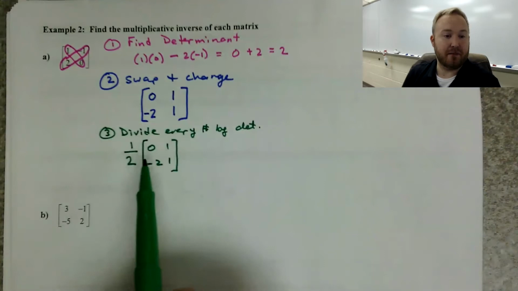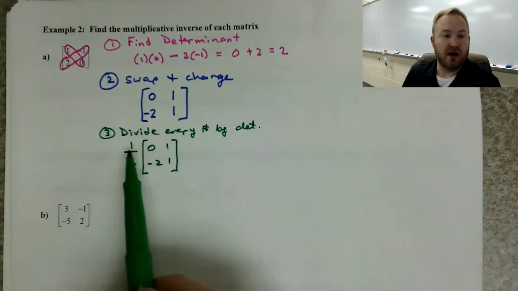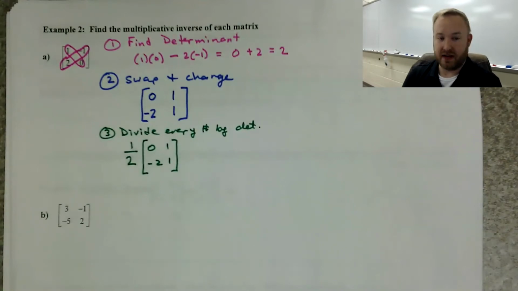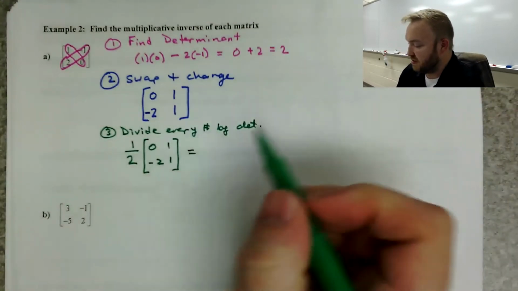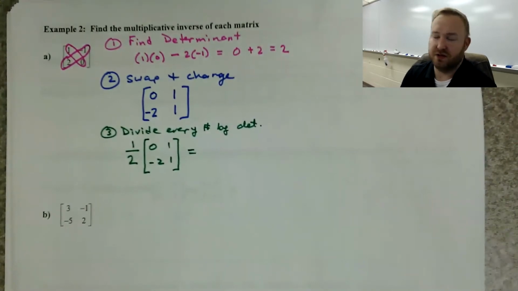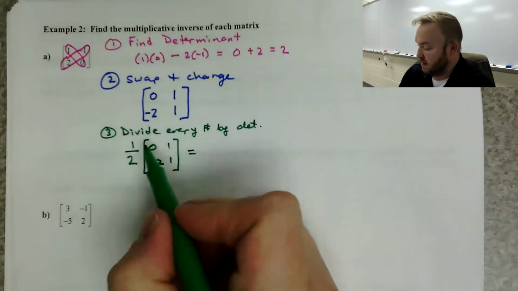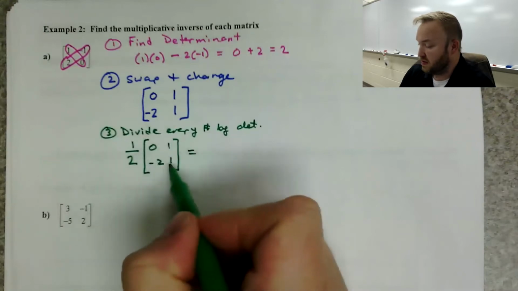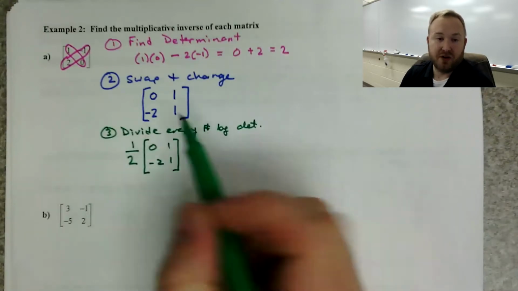So in this step, I like to always just put 1 over my determinant, and that's my dividing by the determinant step. So now instead of dividing by 2, I'm multiplying by 1/2. But if you want to think of it as dividing by 2, that's perfectly fine. So I'm going through each of these numbers and multiplying them by 1/2 or dividing them by 2.